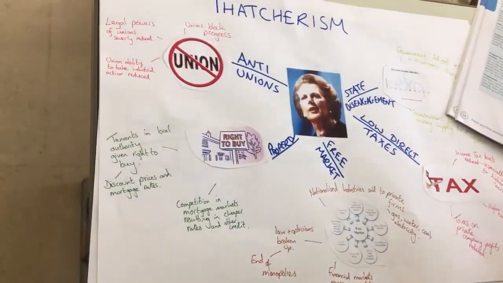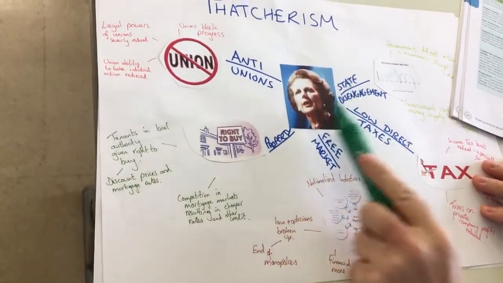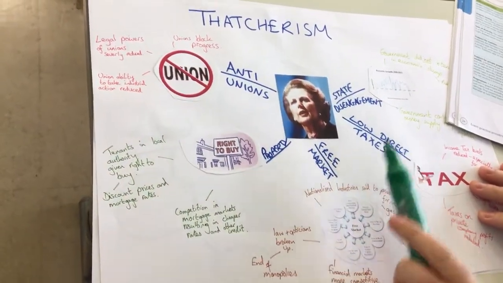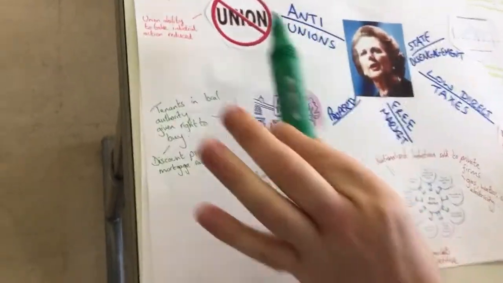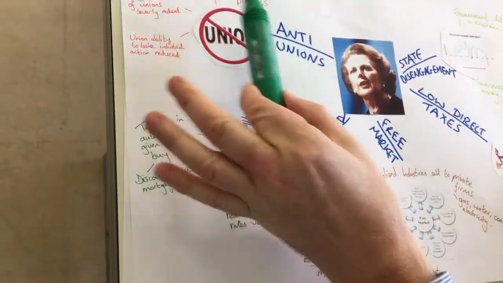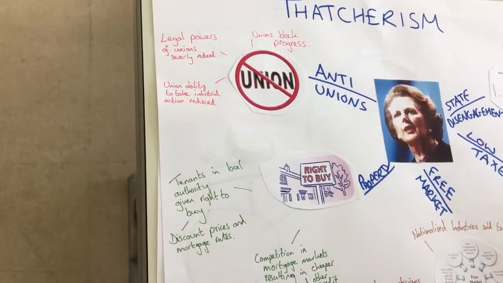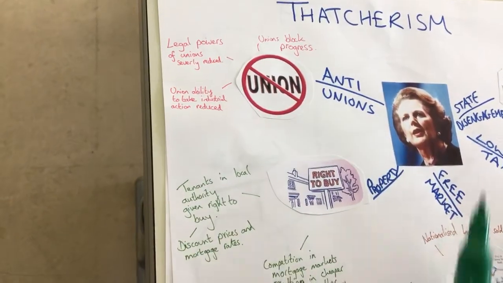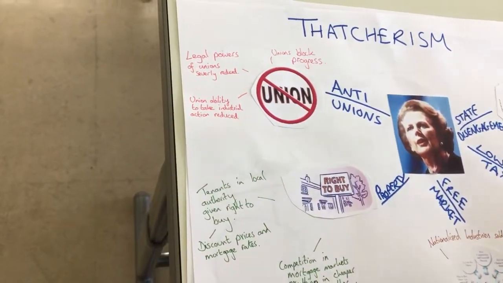What I've done here on Thatcherism, I've got my big title, I've got my picture of Margaret Thatcher in the middle, I've got my 5 key ideas, okay? So let's look at anti-unions. Here's my picture, I've got unions with a no sign, pretty obvious to me what that means, and I've got the key ideas that they reduce legal powers, their ability to take industrial action was reduced because they believe that unions block progress, okay?